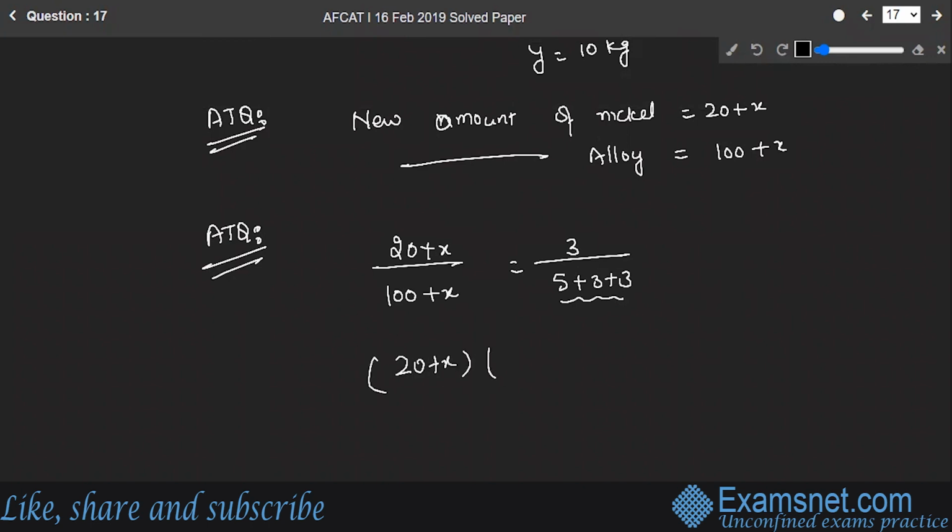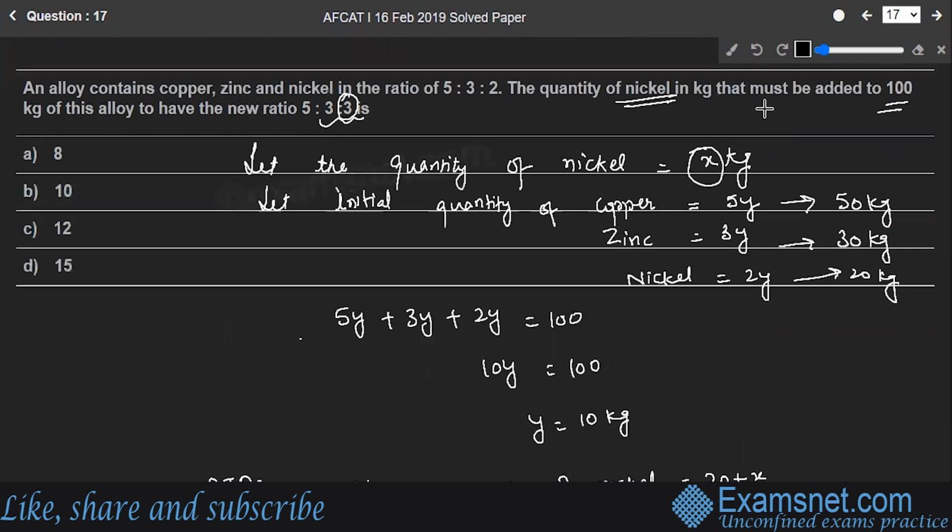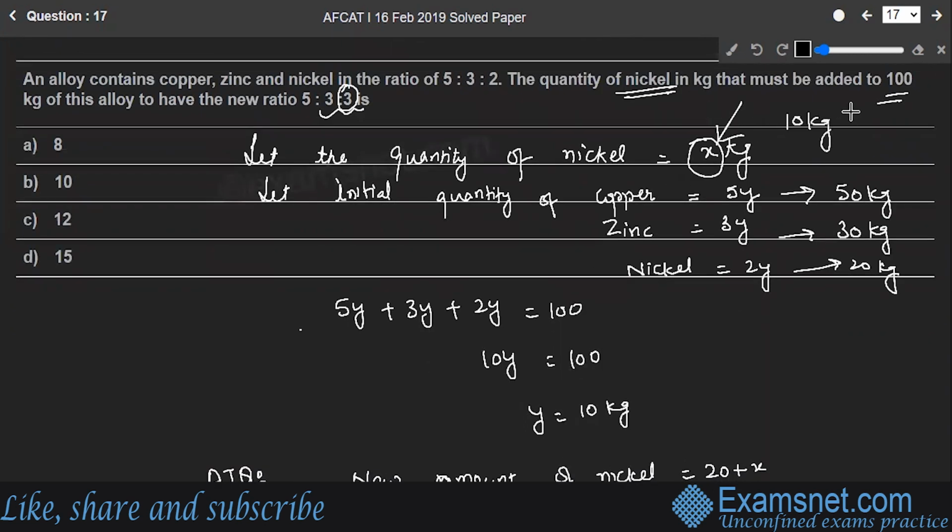So 20 plus X into 11 is equal to 3 into 100 plus X. This gives you 220 plus 11X is equal to 300 plus 3X. 8X is equal to 80 or X is equal to 10 kg. So this X comes out to be 10 kg. How much nickel should be added? 10 kg of nickel should be added to make the new ratio as 5:3:3. So option B is the correct answer. Hope you are clear. Next is question number 18.